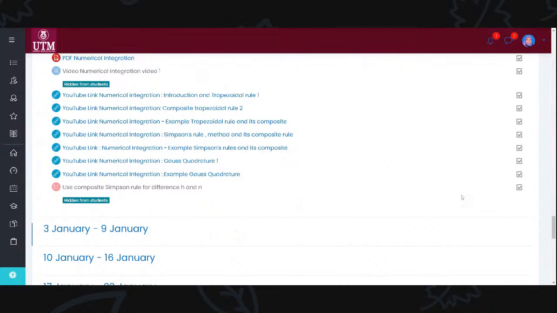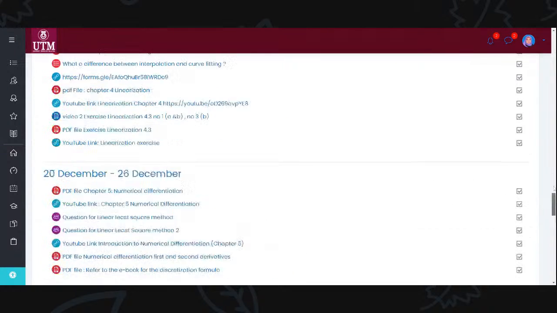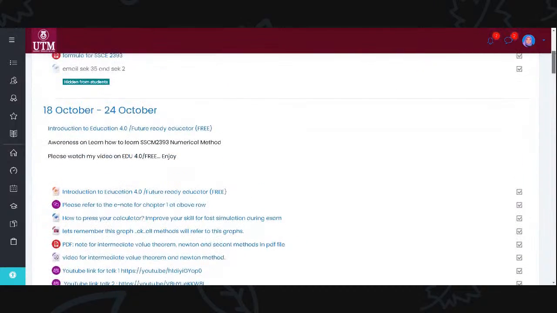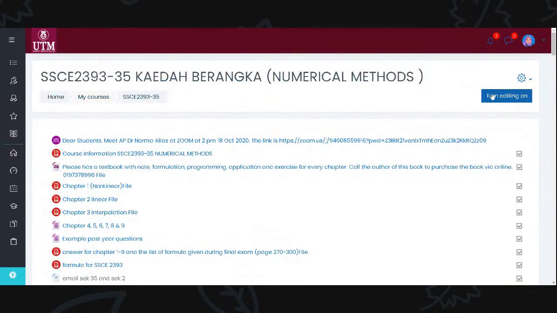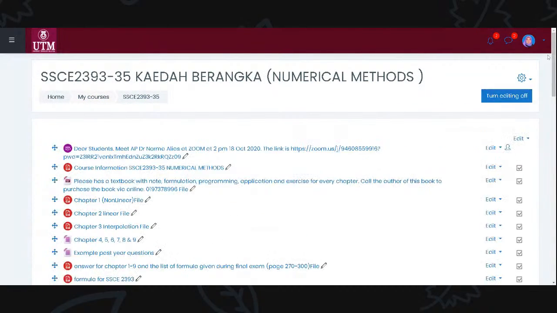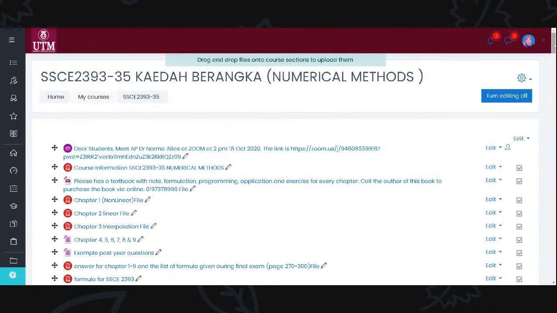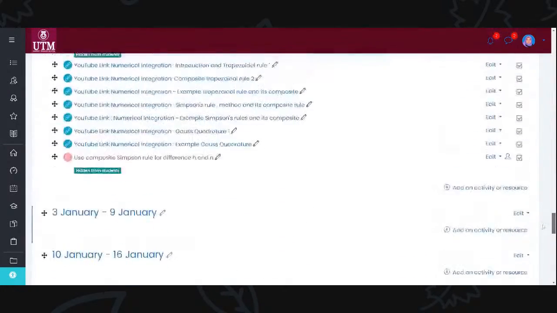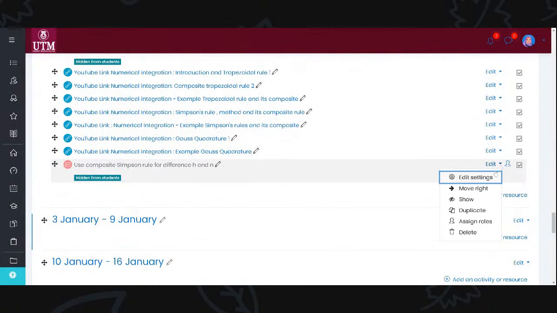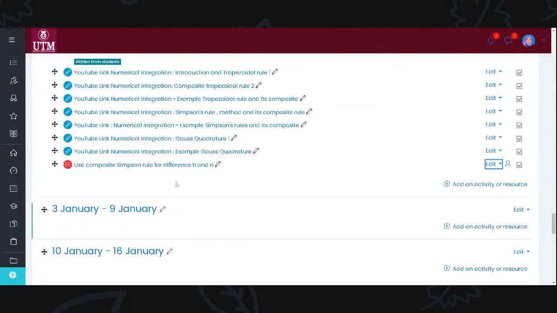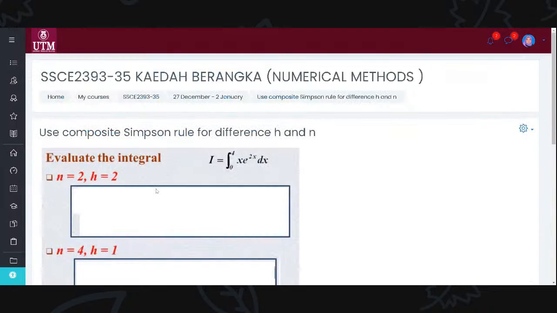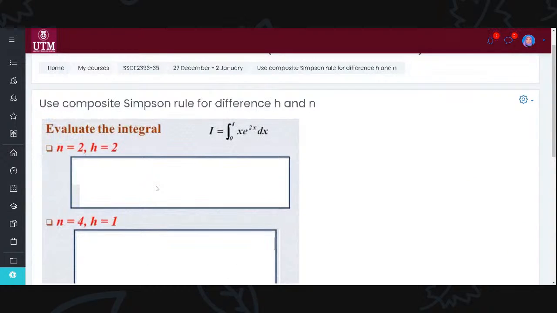There is a YouTube link, and second, I want you to go to these quizzes. I turn it on, go to this week, and show the quizzes. You click here to get the question: use the composite trapezoidal rule to make a difference when using n equal to 2 and n equal to 4. How does the composite trapezoidal rule look?